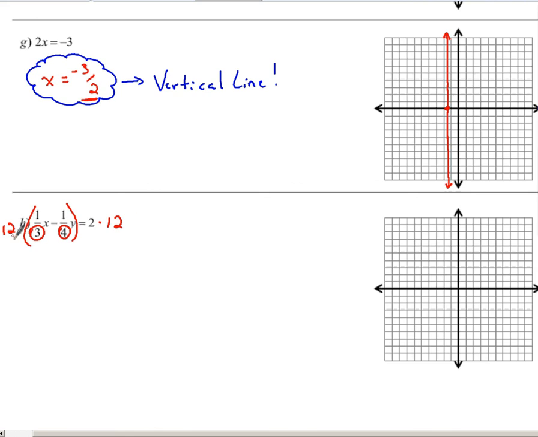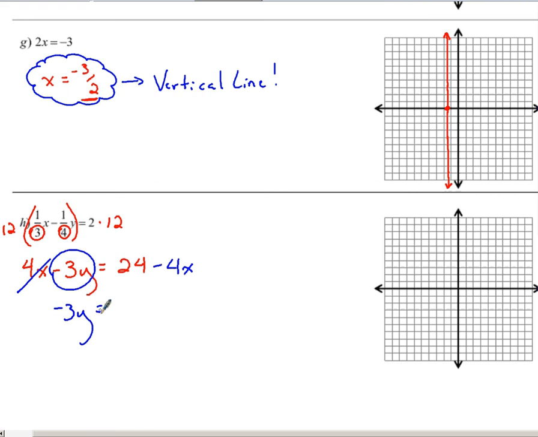So when I take 12 and distribute through to this first fraction of 1/3, 3 goes into 12 4 times, so it'd be 4x that's left, minus, take 12, distribute to this 1/4, 4 goes into 12 3 times, so it'd be 3y left, equals 12 times 2, 24. Now let's solve for y. To solve for y, isolating the y term here, subtract 4x over.